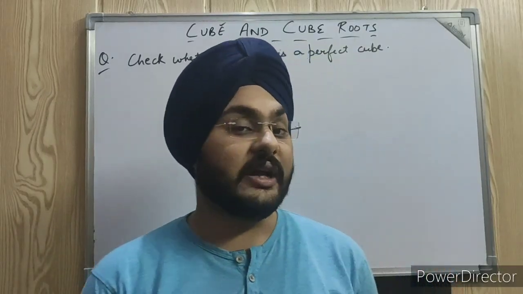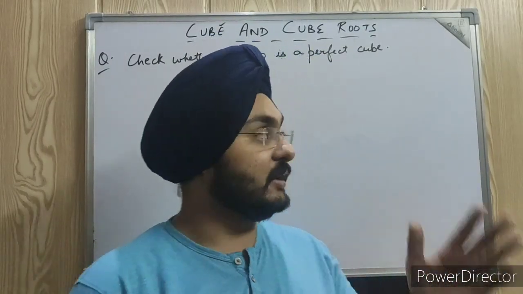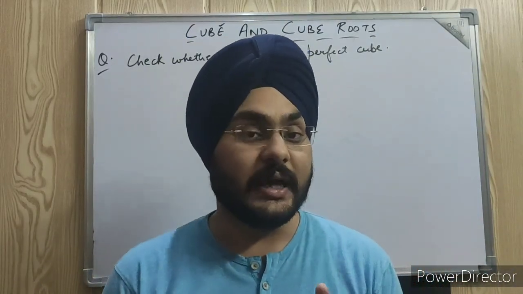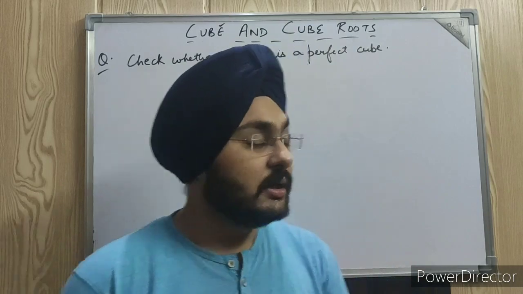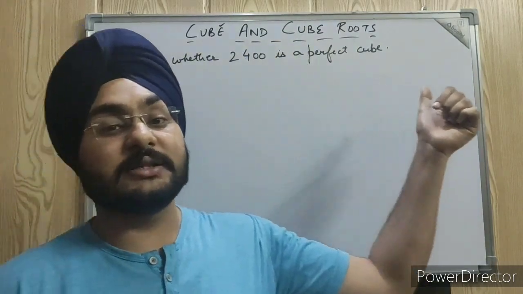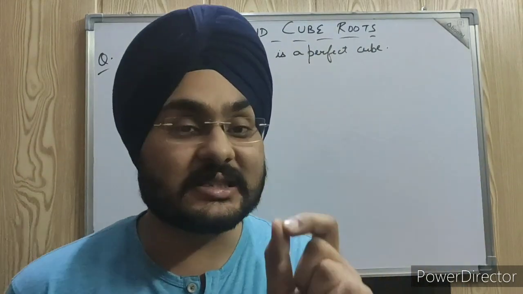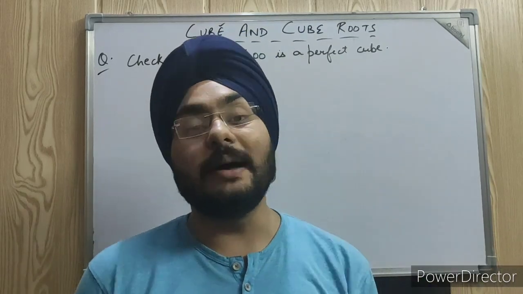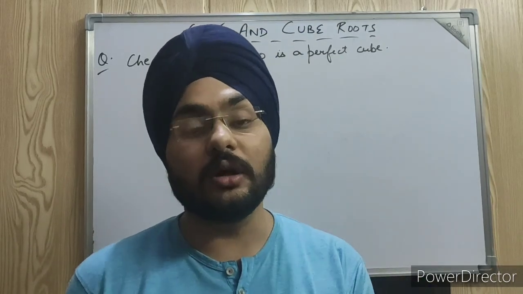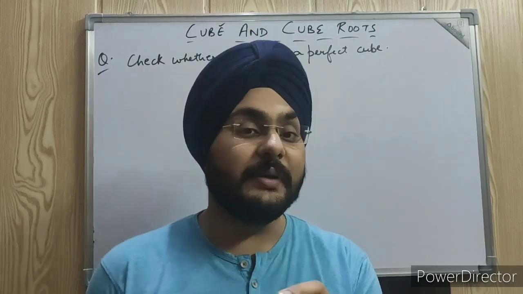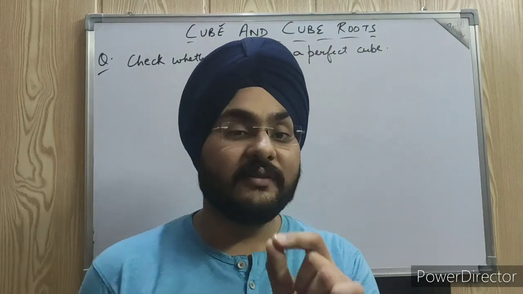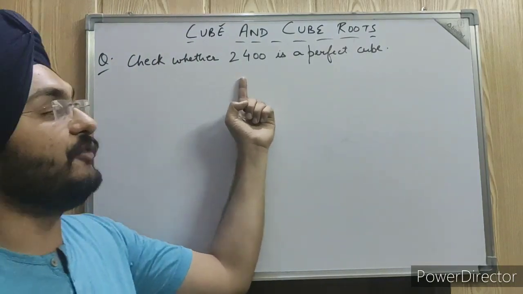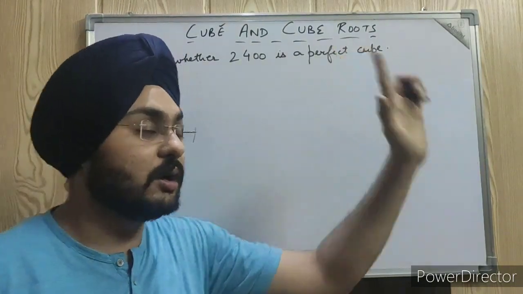In square roots we discussed two methods for finding the perfect square or imperfect square, that are prime factorization and long division. But in cubes and cube roots we will have just the prime factorization only. No long division method is applicable in cube roots. So now he is saying in the question, check whether 2400 is a perfect cube or not.